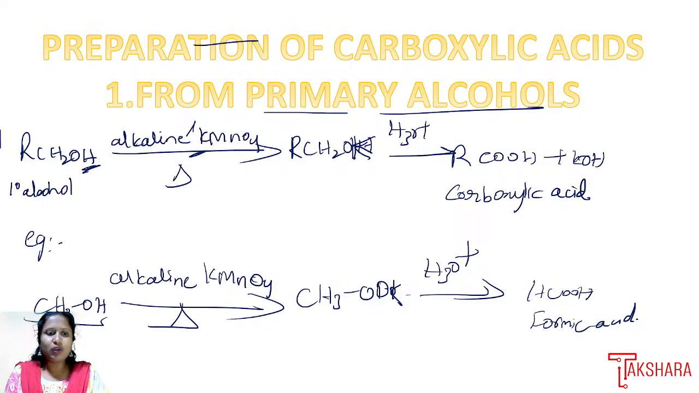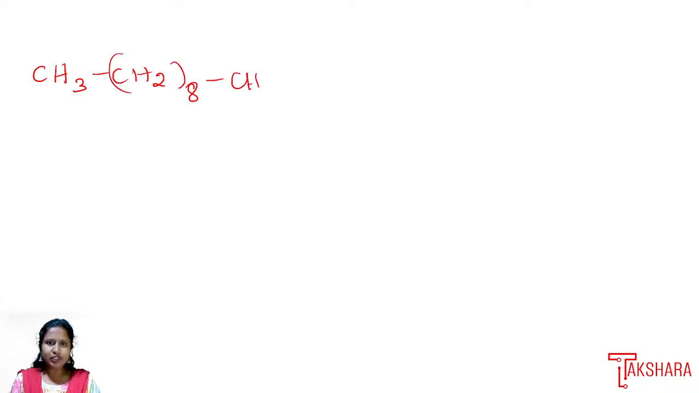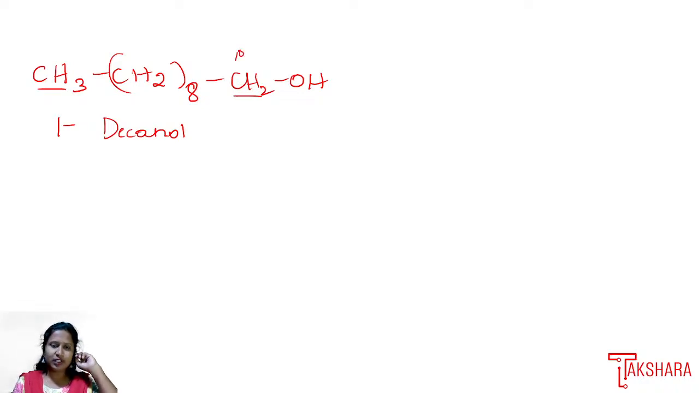For the preparation of carboxylic acid, let us take one more example. So we have 1-decanol. The 1-decanol example is CH3 (CH2)8 CH2OH. So we call it what? We call it 1-decanol. Here we have 8 CH2 groups, 1 more CH2 and 1 CH3. The first carbon atom has the OH group attached, so we call it 1-decanol.